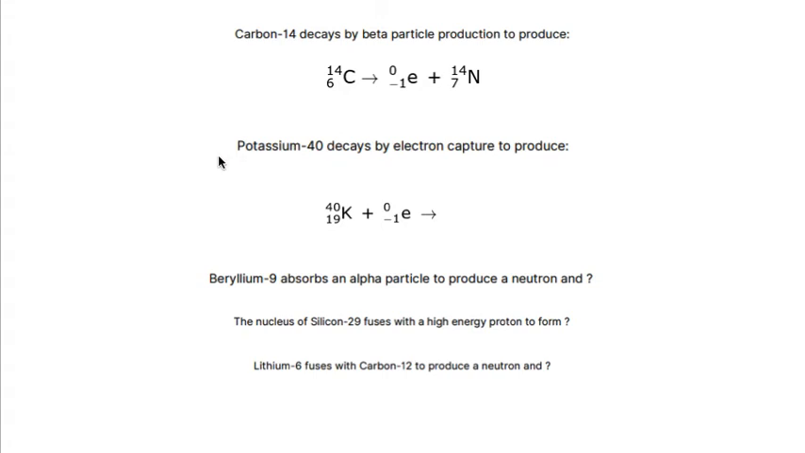Next problem, potassium-40 decays by electron capture to produce. In this case, we are capturing an electron. This is why it is very important to read the problem carefully. Other questions will employ this kind of wording, such as beryllium-9 absorbs an alpha particle, or the nucleus of silicon-29 fuses with a high-energy proton, or lithium-6 fuses with carbon-12 to produce a neutron and.